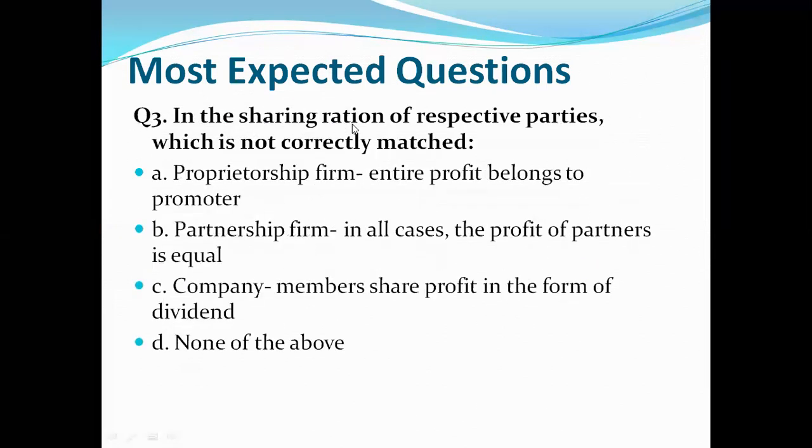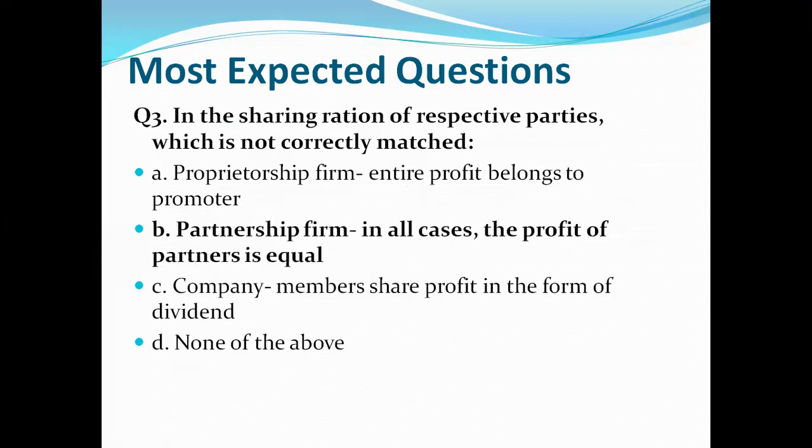In the sharing ratio of respective parties, which is not correctly matched? Here friends, it will come ratio, it is written ration but it will be ratio. Our options are: A, proprietorship firm, entire profit belongs to promoter; B, partnership firm, in all cases, the profit of partners is equal; C, company, members share profit in the form of dividend; D, none of the above. Correct answer is B. Partnership firm, in all cases, the profit of partners is equal. This is not correctly matched.